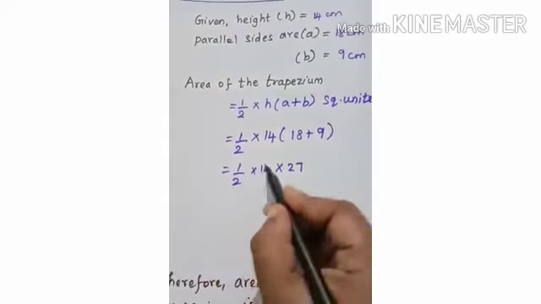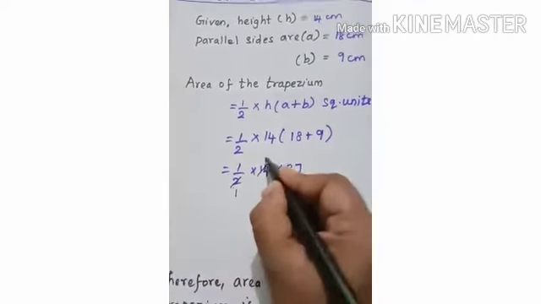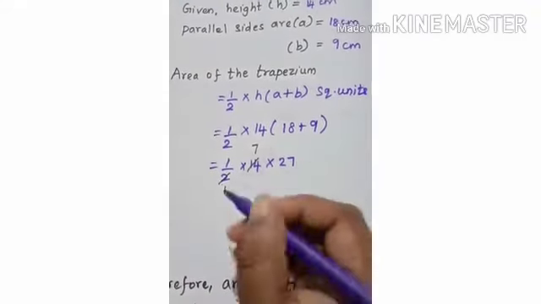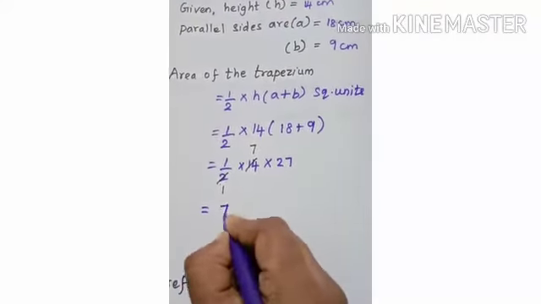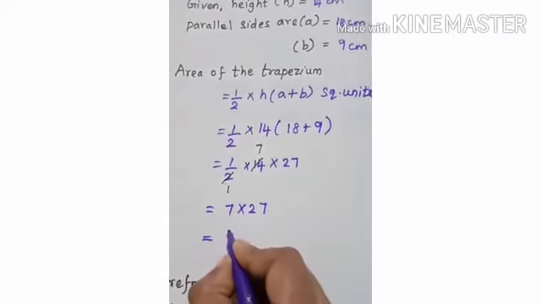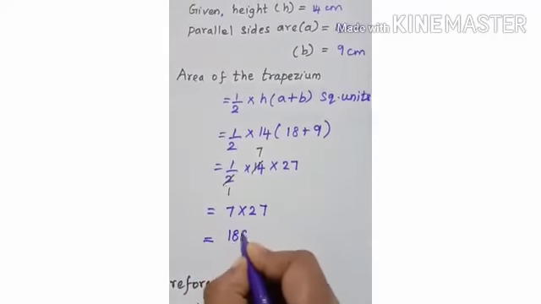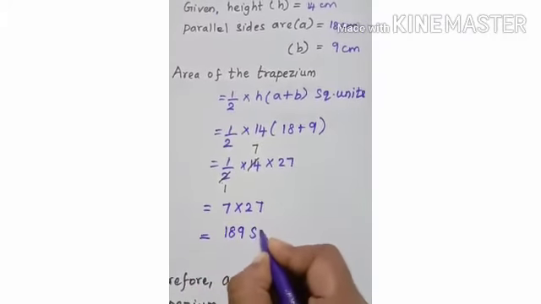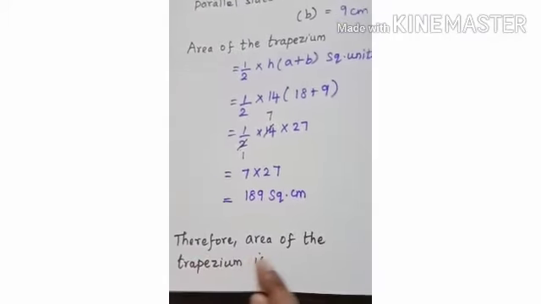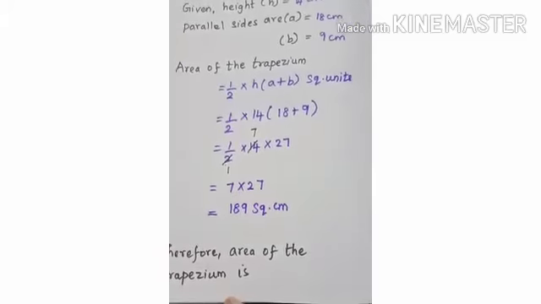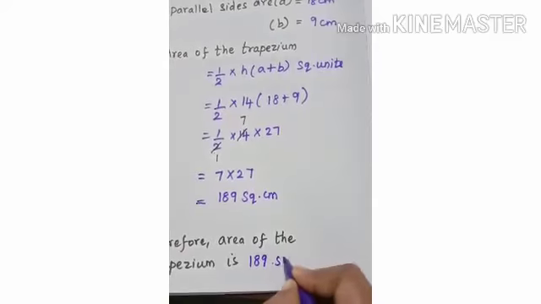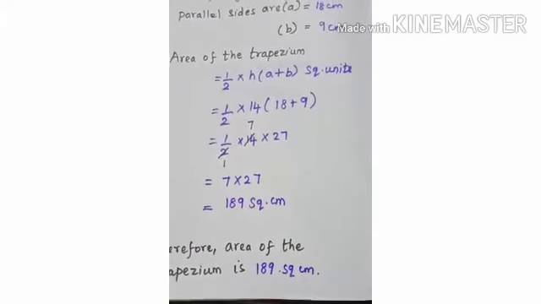Now, cancelling 2 and 14, by using the table of 2, we get 7. And here 7 into 27. When we multiply 7 and 27, we get 189, which is in square centimeter. Therefore, area of the trapezium is 189 square centimeter. Don't forget to put the unit.